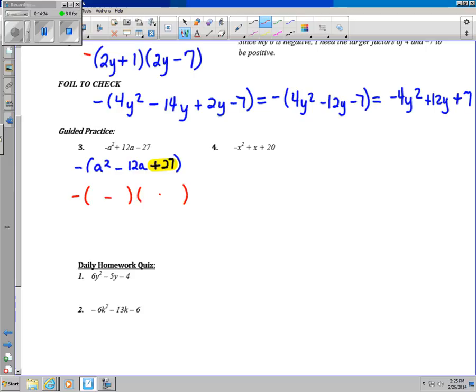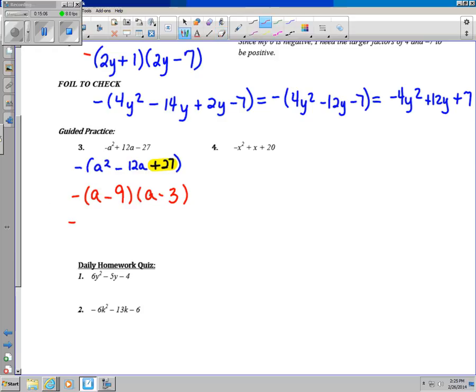Okay? Now, I don't have an A term here. I mean, I just have an A variable, but I don't have a coefficient in front of it. So I'm going to just look at my factors of 27 and find which ones add to 12. So my factors of 27 that add to 12 are 9 and 3. 9 times 3 is 27, and 9 plus 3 is 12. So now I get to just put my A in front, and my 9 and 3. And there's my answer. And we're going to FOIL to check.